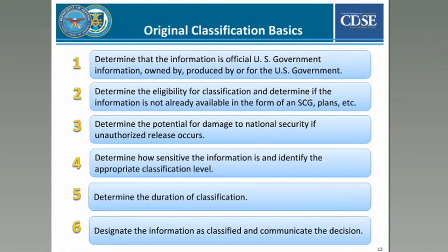The process OCAs follow when determining whether to classify information is shown on our slide. At each step, if the information does not meet the criteria to become classified, the process terminates and the OCA will not classify the information.